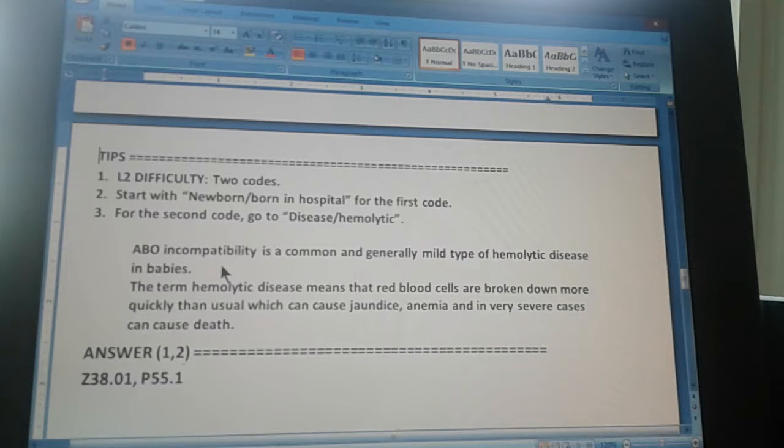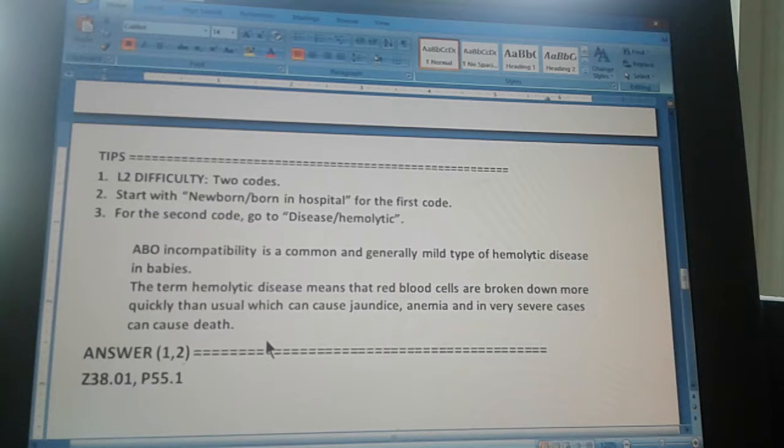ABO incompatibility is a common and generally mild type of hemolytic disease in babies. The term hemolytic disease means that red blood cells are broken down more quickly than usual, which can cause jaundice, anemia, and in very severe cases can cause death.